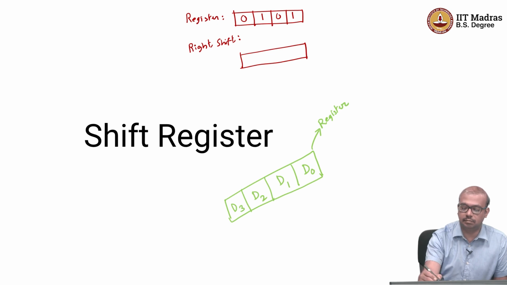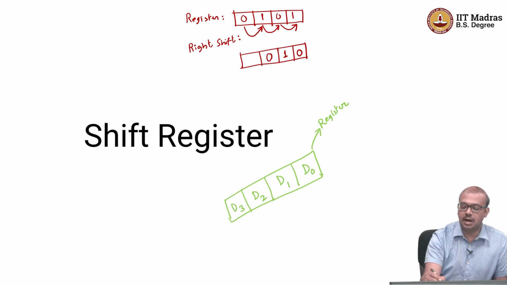So this one is going to be shifted, right? So this one is going to become 0. This one is going to be shifted here, so this is going to become 1. This 0 is going to be shifted here, so this will become 0.